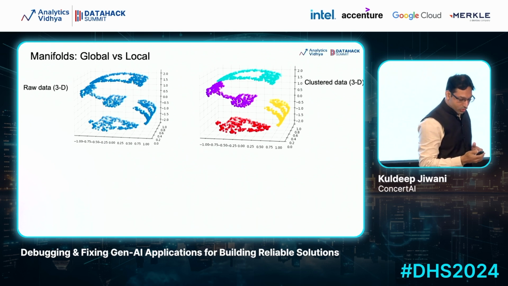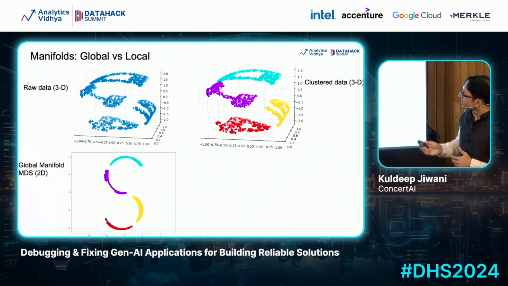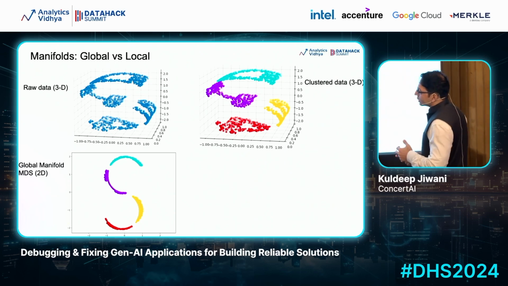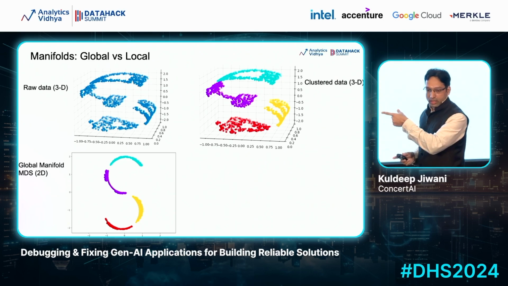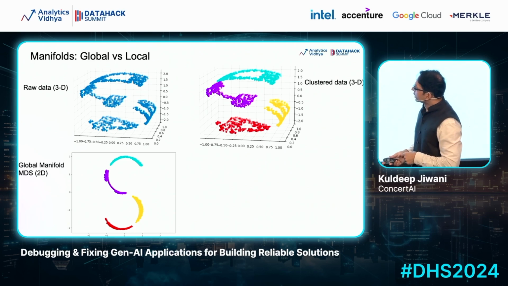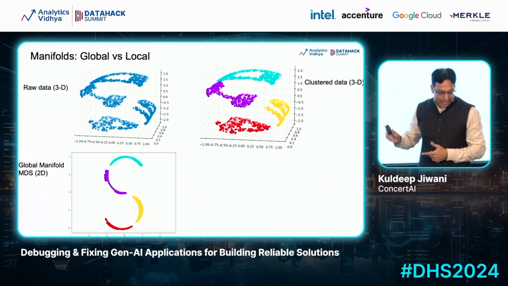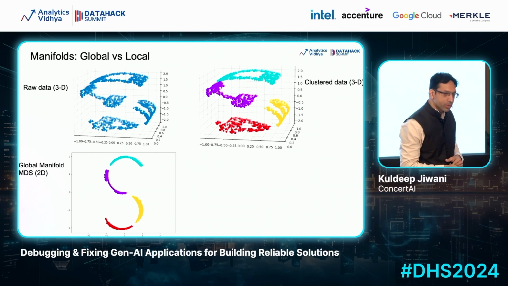Yeah, it looks like an S, isn't it? It's a 3D S, right? So the global manifold captured that. It's actually an MDS transformation of that, so you can actually see an S. Look at it again, right? Do you see an S over here? That basically is the scope of this. It can capture those things.